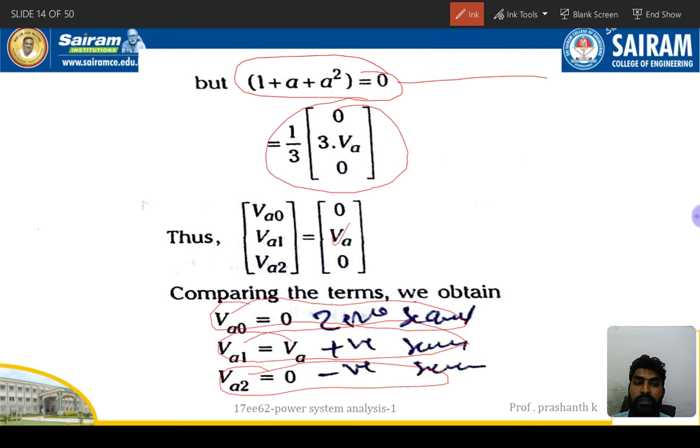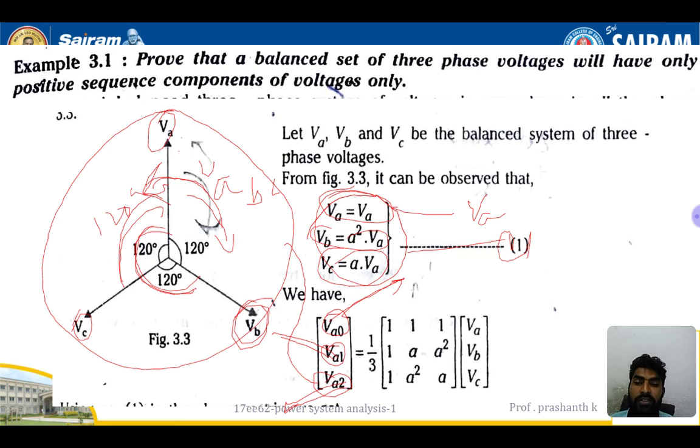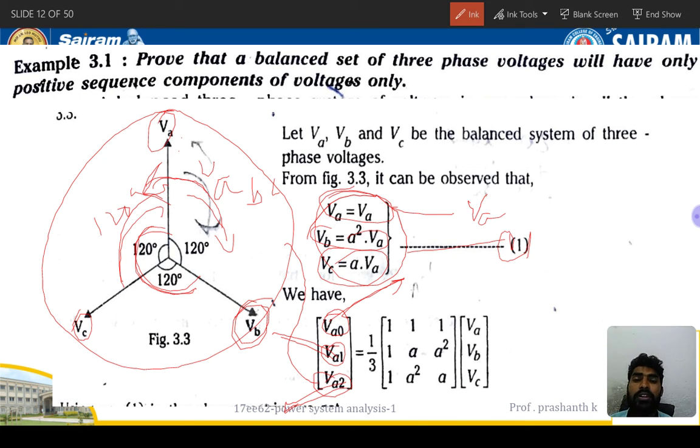So the theory question itself indicates what? Prove that a balanced set of three-phase voltages will have only positive sequence components. These three balanced voltages VA, VB, VC have only the positive sequence component. Only VA1 will be there, and there is no zero sequence and no negative sequence component present here. Okay.